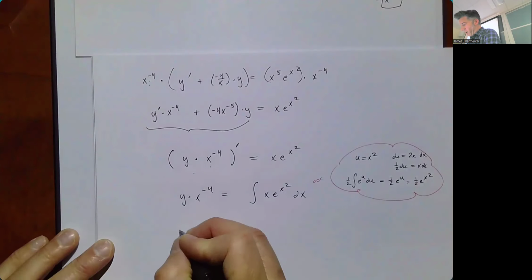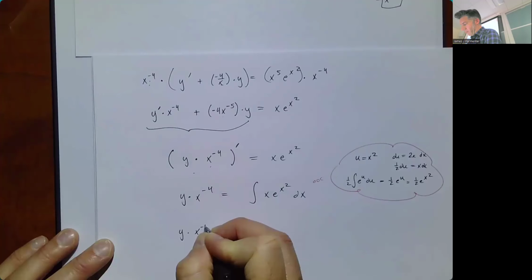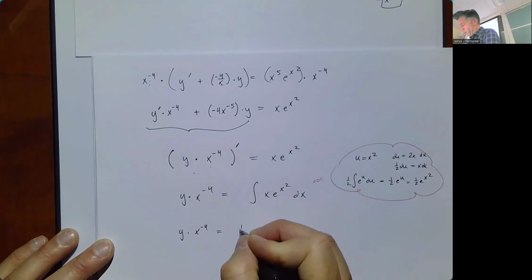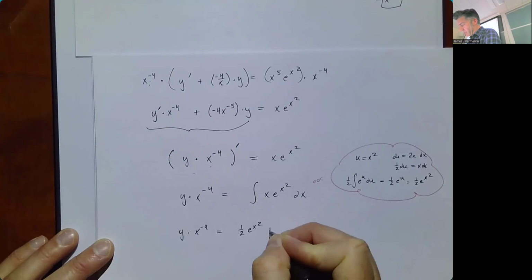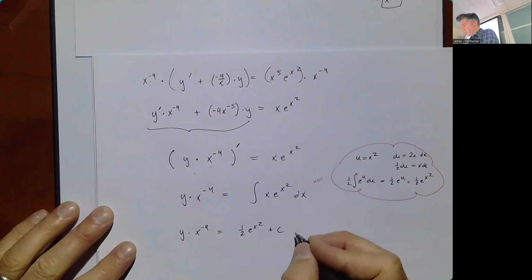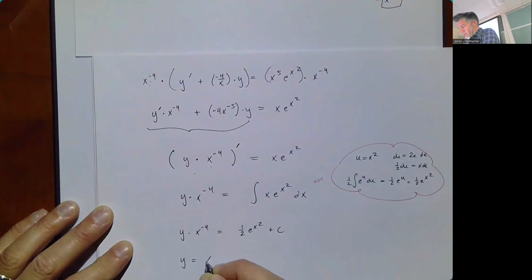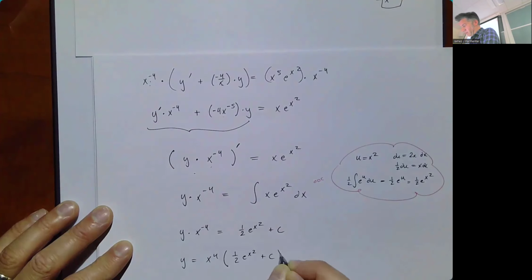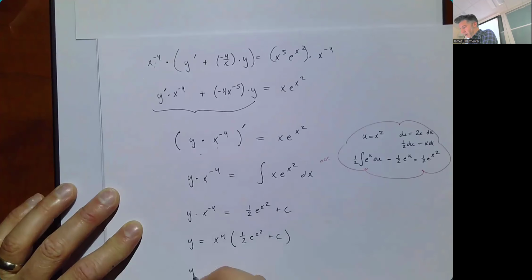So then we have y times x to the negative 4th equal to 1/2 e to the x squared plus c. And then you could divide both sides by x to the negative 4th, or probably more easily, multiply both sides by x to the 4th. So we're going to end up getting that y is equal to x to the 4th times 1/2 e to the x squared plus c. Or I would probably prefer to write it out as 1/2 x to the 4th e to the x squared plus c times x to the 4th.